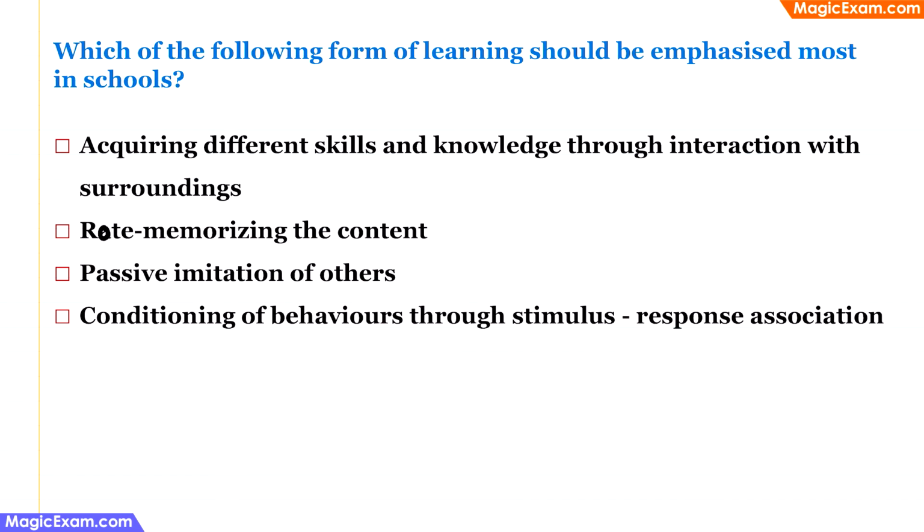Which of the following forms of learning should be emphasized most in schools? That is, which of these forms of learning should be given more importance in schools? The first one is acquiring different skills and knowledge through interaction with surroundings. This is the correct answer, and this is an absolutely correct statement because when children interact with their surroundings, they can interact with their parents, with their friends, with their teachers, with their community members. When they interact with the things that they see around them, they acquire different skills and they acquire different types of knowledge. So this knowledge is actually useful in real life. Therefore, that is the correct answer.